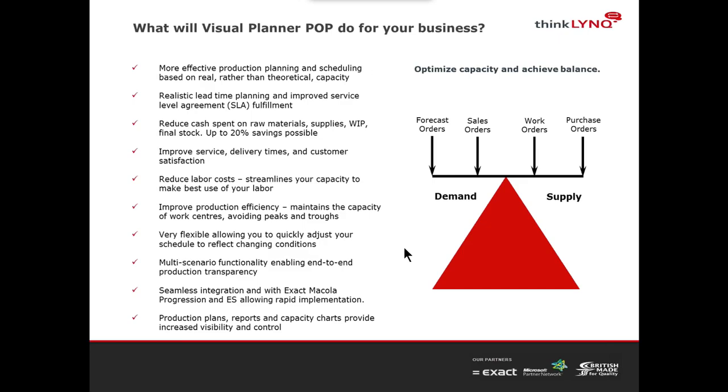For most Visual Planner POP implementations, you're looking at between 16 and 24 hours, so that's very quick. So your production plans, reports and capacity charts that this solution provides certainly increase visibility and control. It's a multi-company, multi-user solution, so everyone can have a view of the production plan if need be, out on the shop floor and in customer services, for instance, so everyone can see what is going on and you're all on the same page.